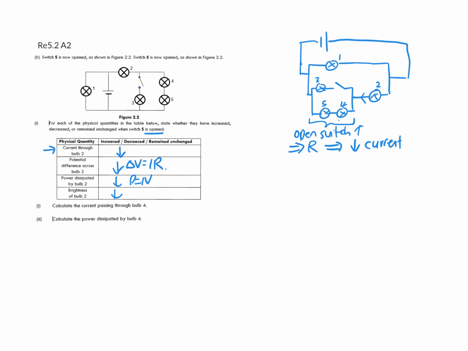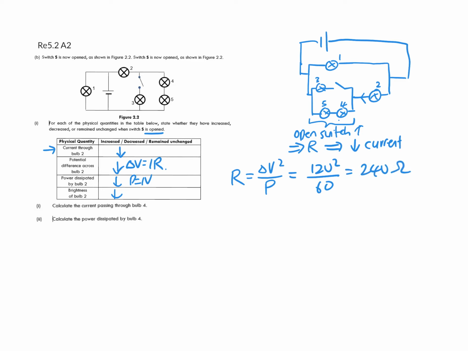Now, moving on to the next part, calculate the current passing through bulb 4. In the earlier part of this question, we are given the power rating of these bulbs. So whenever we are given the power rating of the bulbs, we should always find the resistance of the bulb. So let's start by finding the resistance using the power rating values given to us, and we should get 120 squared divided by 60 watts. This should be 240 ohm.